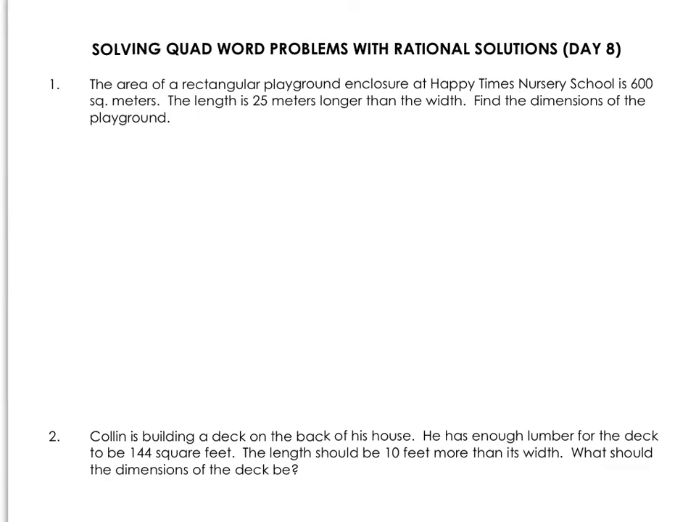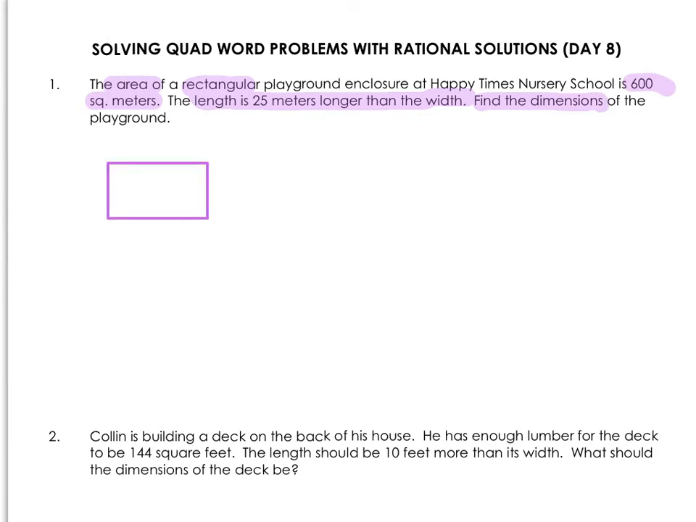So for this one, the area of a rectangular playground enclosed at Happy Times Nursery School is 600 square feet. So we know that we're talking about an area of a rectangle and it's 600 square meters. The length is 25 meters longer than the width. Find the dimensions of the playground. Okay, so I'm going to start off by drawing a picture.